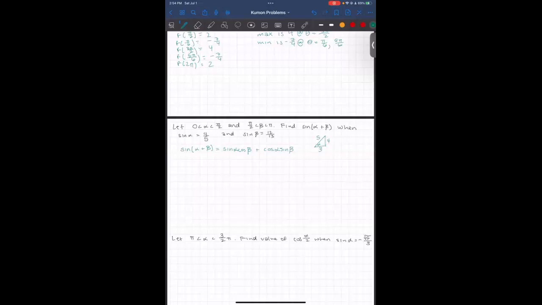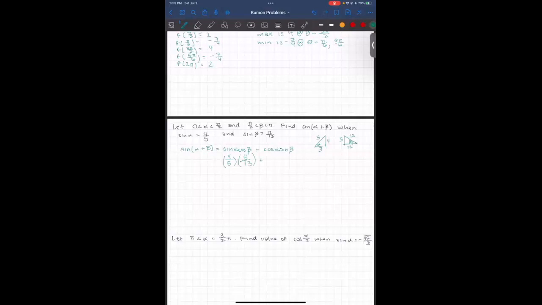Also, we know that beta is located in quadrant 2. So we could draw a little triangle for that, and we know the adjacent over hypotenuse is 12 over 13, meaning that our missing opposite side is 5. So sine of alpha, we were already given, is 4 over 5. Cosine of beta, using our triangle, is going to be 5 over 13. Except we know that we're in the second quadrant, so it's going to be negative 5 over 13 because cosine is negative in the second quadrant.